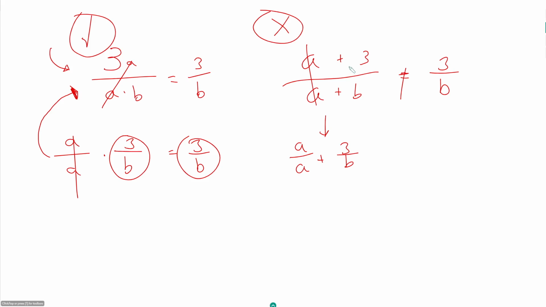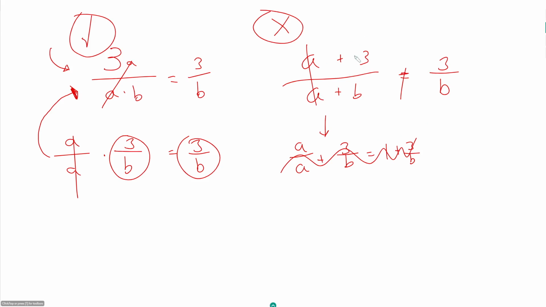But even then, you misapplied a non-existent rule, because if this were true, this wouldn't be 3 over b. This would be equal to a over a is 1. So this would be 1 plus 3 over b. So this doesn't really make any sense. But the real reason is because you cannot reverse engineer your way back from this to this.